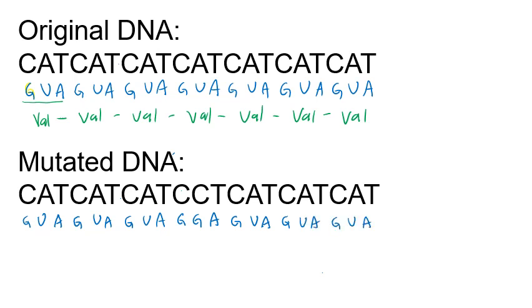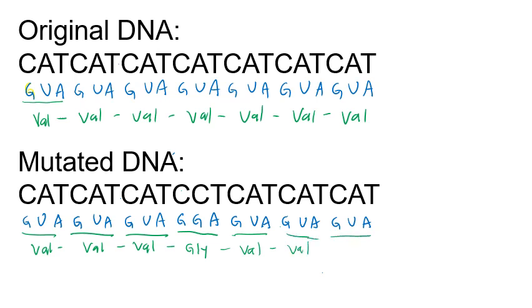So this time when you go and translate it, my first one, I have val, val, val, and then GGA. If you look that up on your codon chart, it translates into glycine, GLY. And then after here, everything is back to normal again. So we've got val and val.